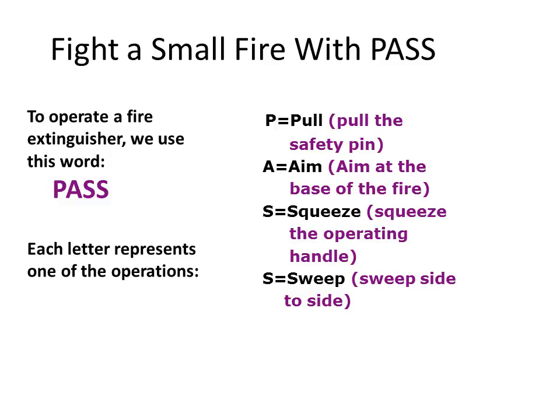When you're using a fire extinguisher to operate, you want to use the PASS system. PASS stands for pull, aim, squeeze, sweep. P stands for pull the safety pin. A, aim at the base of the fire. S, squeeze the operating handle. And the second S is for sweep, sweeping it side to side while you're aiming at the base of the fire.